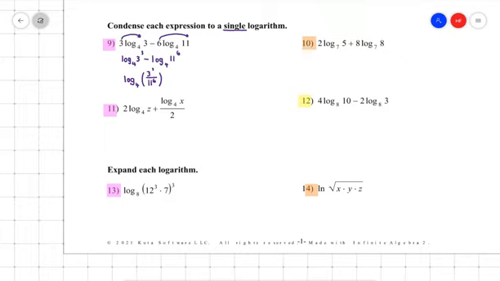So I'm going to put that in my calculator. 3 cubed over 11 to the 6.